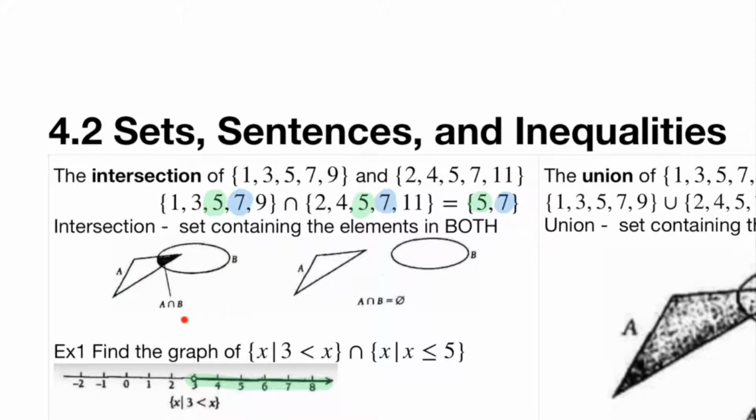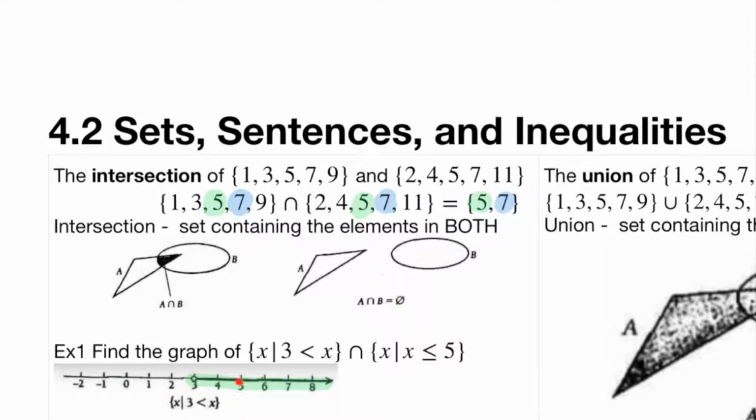So for example, if you want a visual representation, there's set A, all the points here within this triangle, and here's set B, all the points inside this ellipse. The intersection would be where they overlap. And if they don't overlap, then there's nothing in the intersection. This is the symbol right here for the empty set. The intersection of A and B is nothing.